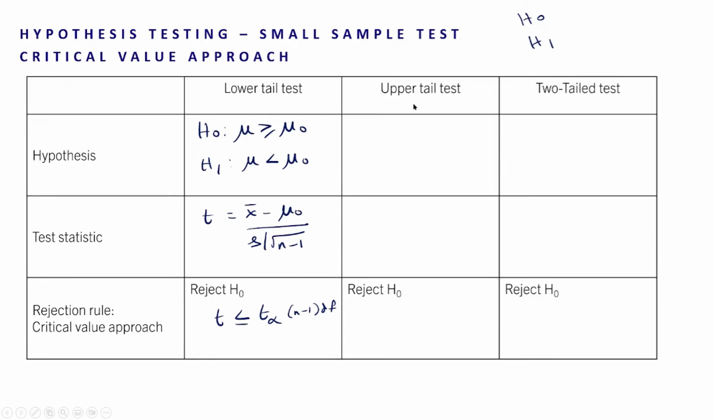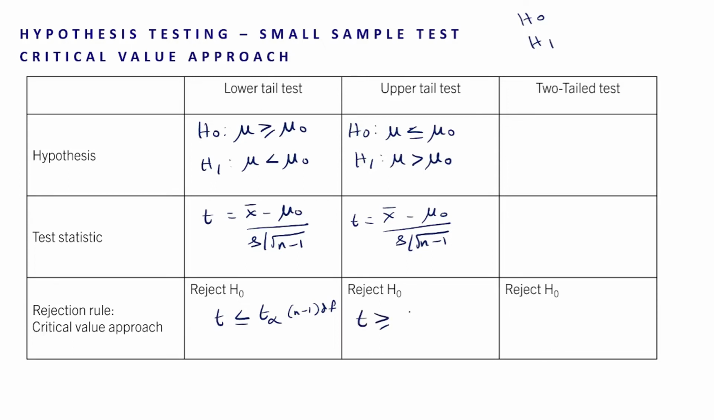Next we have the upper tail test. In this upper tail test, the hypothesis is given by mu less than or equal to mu naught and the alternate hypothesis is mu greater than mu naught. The test statistic is the same. It is t equal to x bar minus mu naught upon s by root of n minus 1. In this case, we reject H naught when this calculated value of t is greater than or equal to the critical value of t.